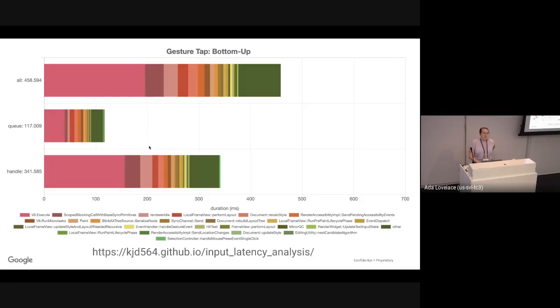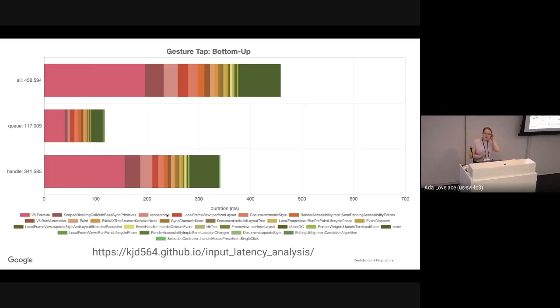Another notable thing is this pink chunk right here is idle time. So there's actually a surprising amount of idle time during these latency events, which we found surprising because why would the renderer be idle if it has work to do? And so I'll get into some of the cases about why the renderer would be idle when there's work to do a little bit later. But yeah, so this is all on the web page.